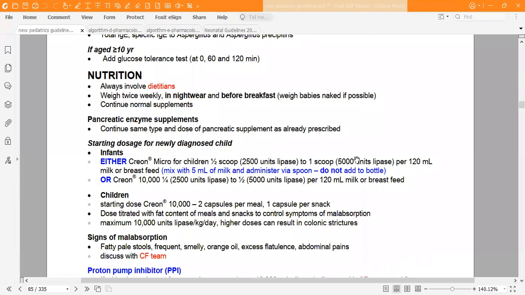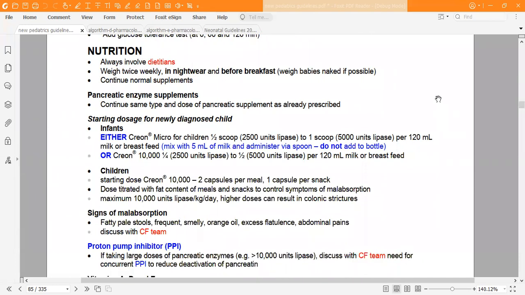Okay, the nutrition is a very important part in here. Always involve the dietitian. Weigh twice weekly in nightwear and before breakfast. Weigh babies naked if possible. Continue normal supplements. So it's very important to involve the dietitian, and you need to weigh the patient twice weekly, 2 times a week. Pancreatic enzyme supplement: continue the same type and dose of pancreatic supplement as already prescribed.